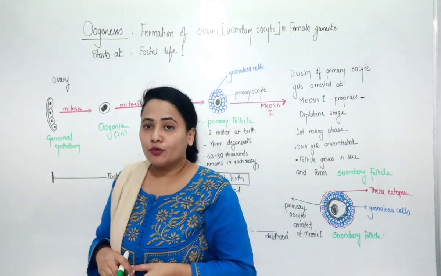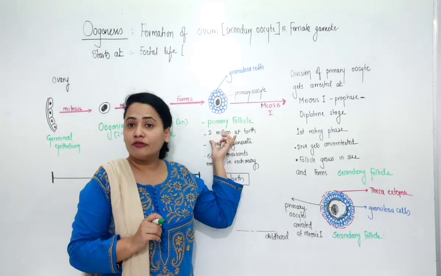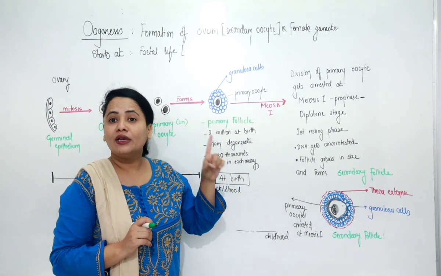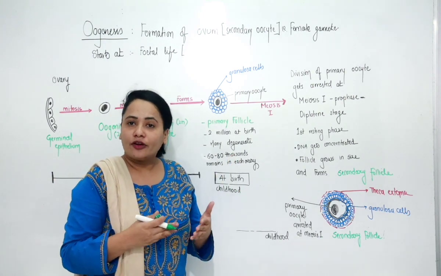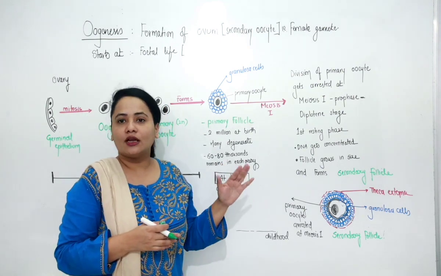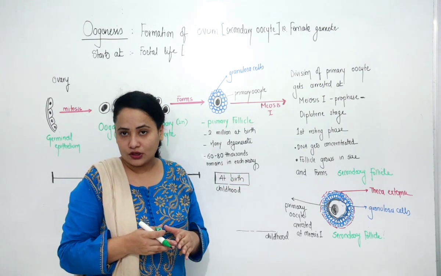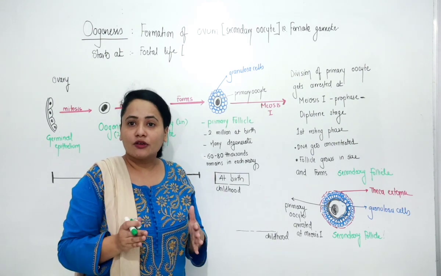Now at the time of birth, there are almost 2 million primary follicles. How many? 2 million. Right. But that keeps on degenerating further and almost 60 to 80,000 remain in each ovary. Remember this. How many primary follicles remain at the time of birth?